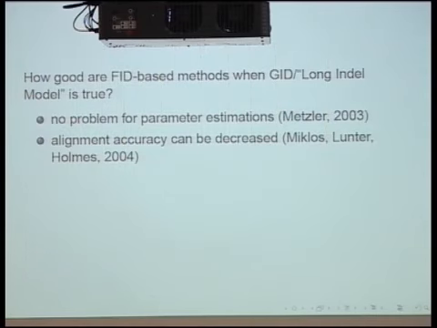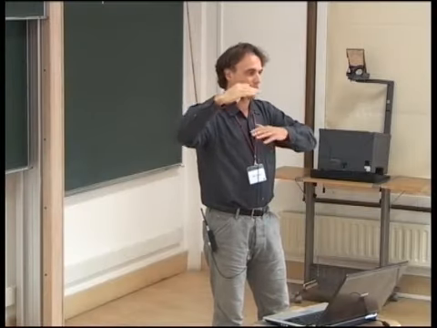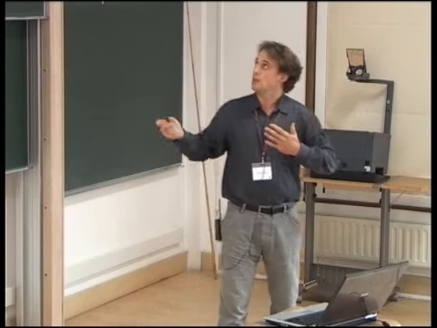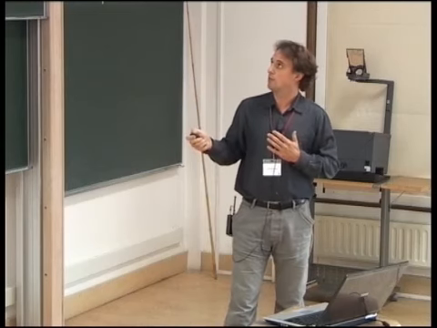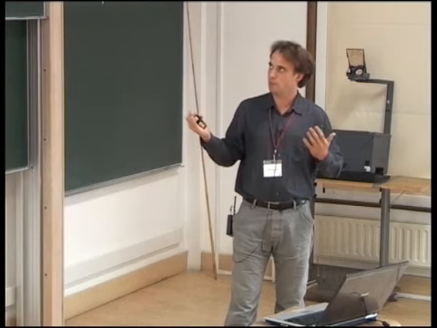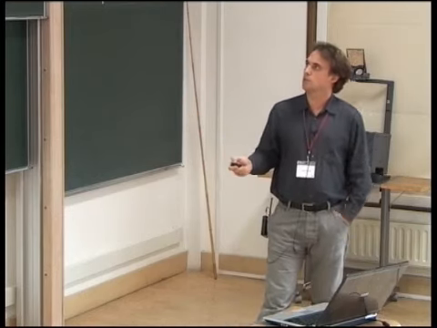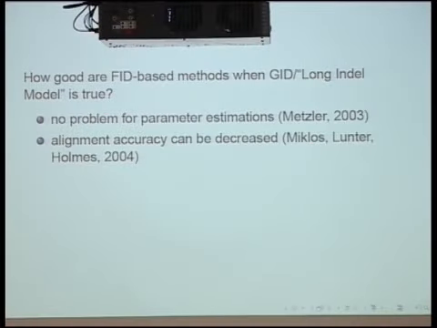And I did that at some time, and it turned out that if you, for example, want to estimate the distance between the sequences, between underlined sequences by this FID model, and the sequences are in fact produced by a GID model, then it's no problem. The parameter estimates are quite good. But Miklos, Lunter, and Holmes considered a similar model like this general ID model, and they found that the alignment accuracy can be decreased.